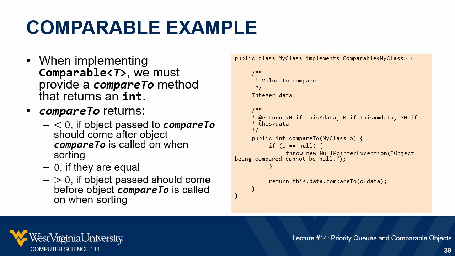So for example, with this my class that I have on the screen, I have this integer field called data, and the integer wrapper class has compare to implemented already. So in compare to, I'm just making sure that the object we're going to compare to is not null, because I can't really compare against a null value accurately. Assuming that it's not null, I'm just using the compare to method in the integer class to actually compare things. I'm not bothering to write any code of my own.